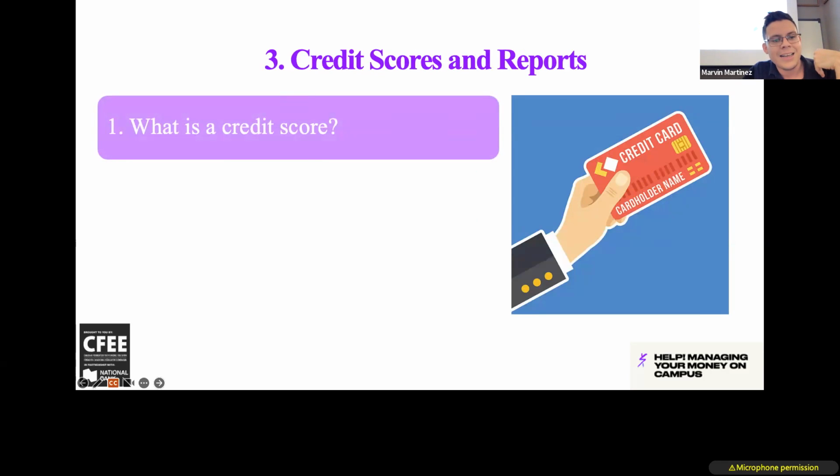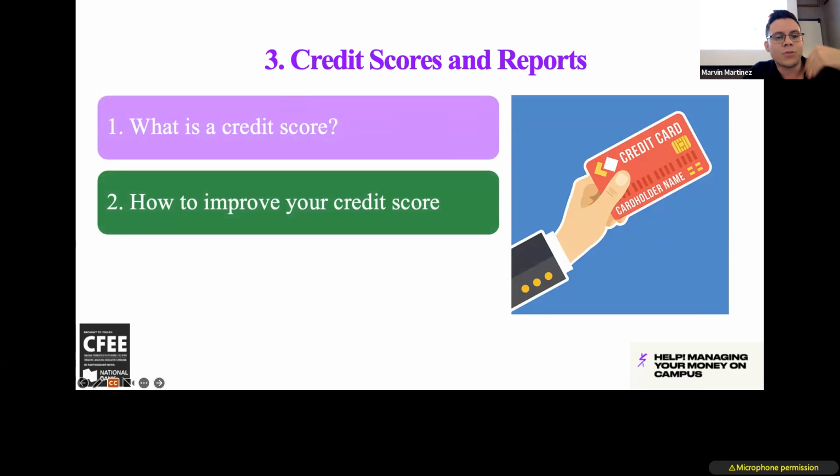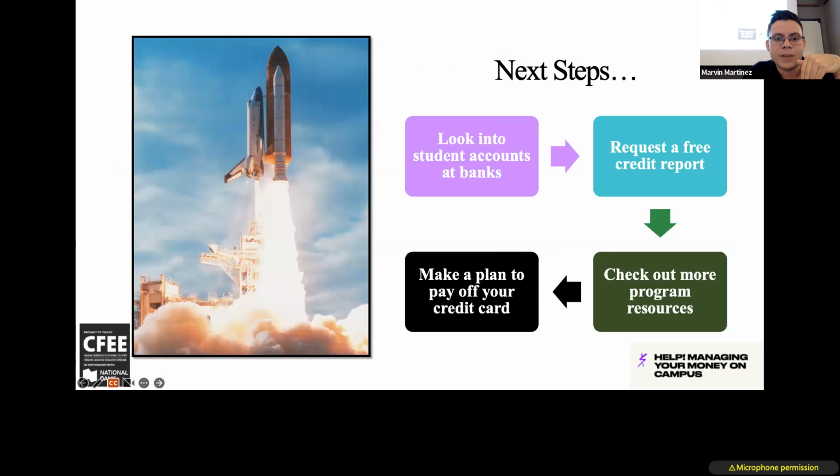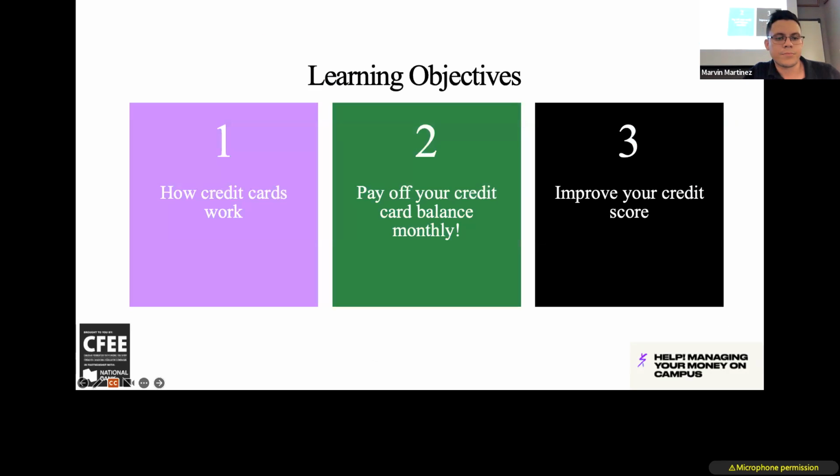Again, I'm saying that. So credit score, what is a credit score? How to improve your credit score and get a free credit report annually. So next steps, look into student accounts at banks, request a free credit report. If you don't yet have it, just request it. If you already have Scotiabank, like I told you, here at Mohawk, just go to your app and open reports, or there are a lot of ways to see that on the internet. Make a plan to pay off your credit card if you already have a loan.